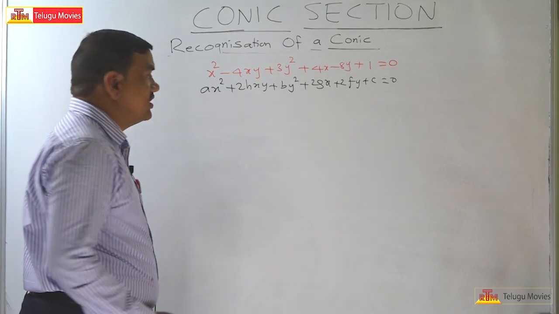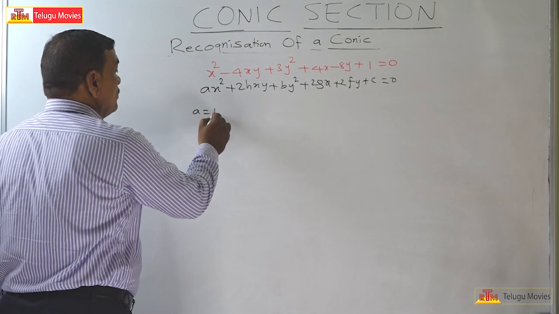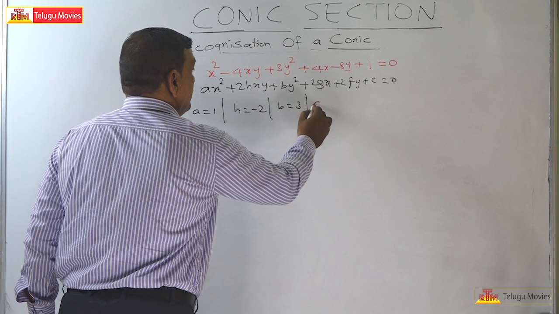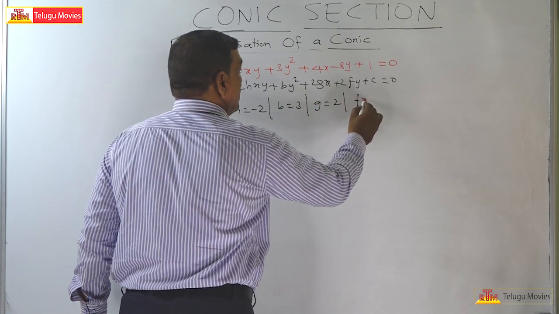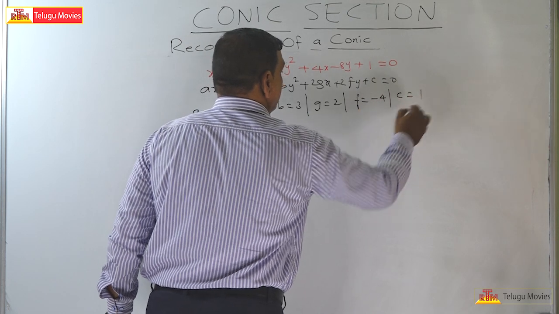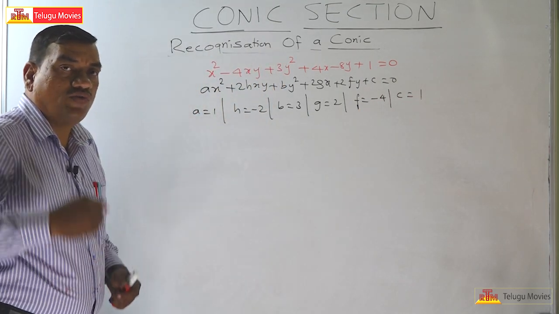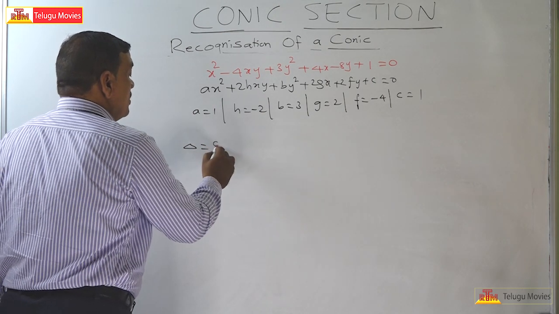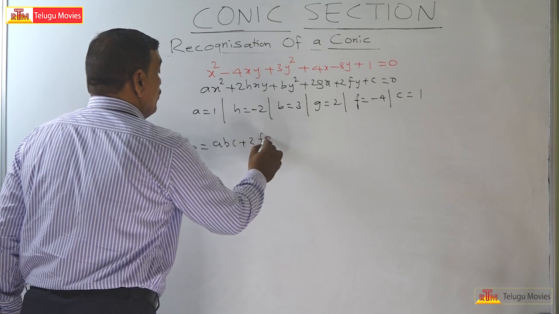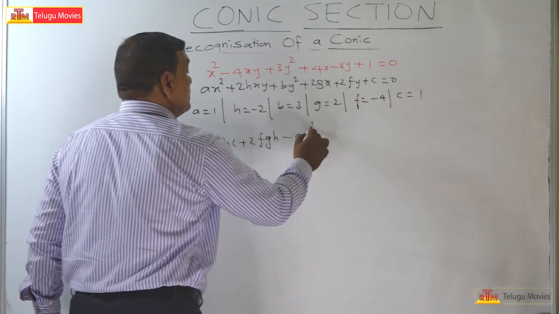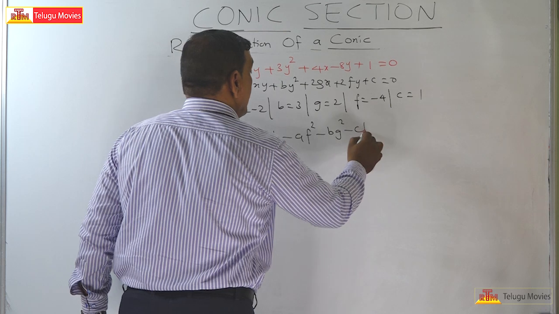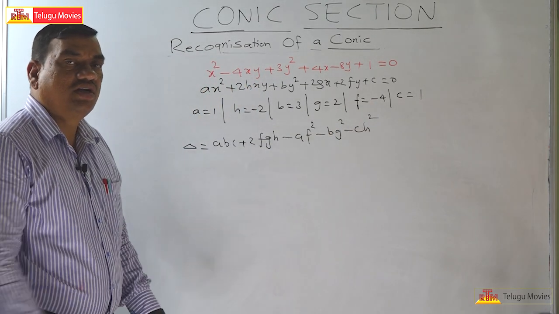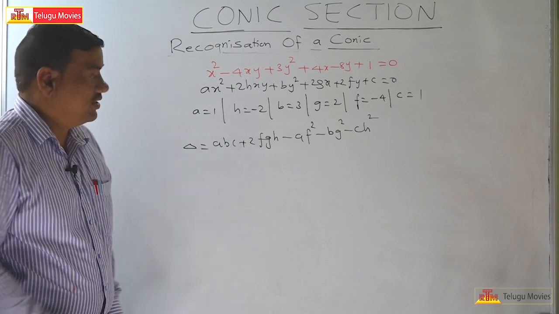Now write all the 6 constants: a is equal to 1, h is equal to minus 2, b is equal to 3, g is equal to 2, f is equal to minus 4, c is equal to 1. First of all, what we have to find out is the delta value. What is the delta value? abc plus 2fgh minus af square minus bg square minus ch square. Don't write down equal to 0. Students are generally happy to write that it is equal to 0, but we don't know that. Let us find that out.